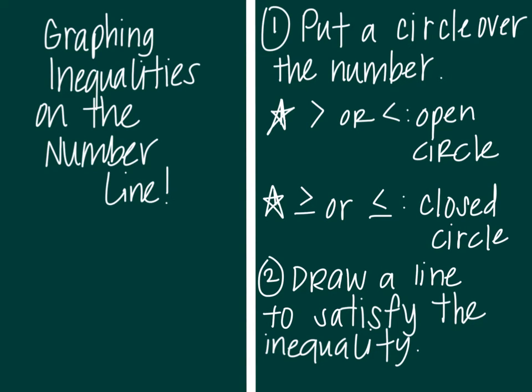The next part of today's lesson will be graphing inequalities on the number line. The first step is to put a circle over the number. If it's greater than or less than, it's an open circle. If we add the equal to line, so greater than or equal to or less than or equal to, it's a closed circle. The next thing you would do is draw a line to satisfy the inequality. Let's try some examples so you understand what that means.